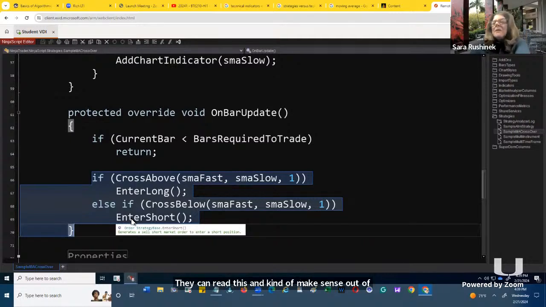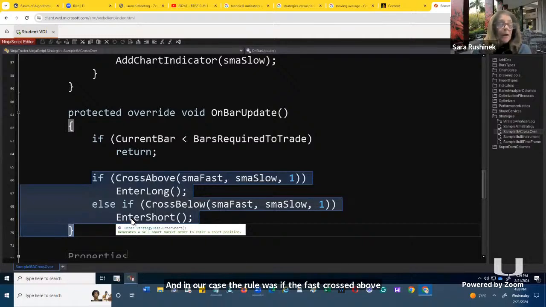On your exam, I am not asking you to write the code. Did you hear that, Mia? I'm not going to ask you to write the code, but you need to know, for instance, what the rule was. And in our case, the rule was if the fast crossed above the slow, we entered long.